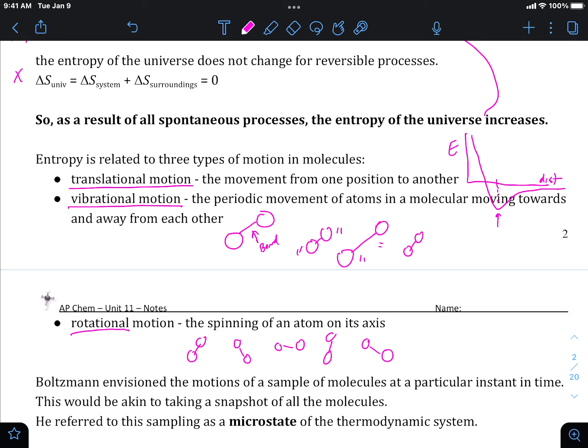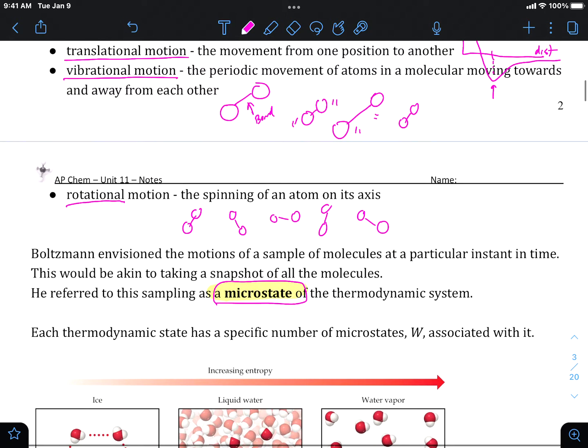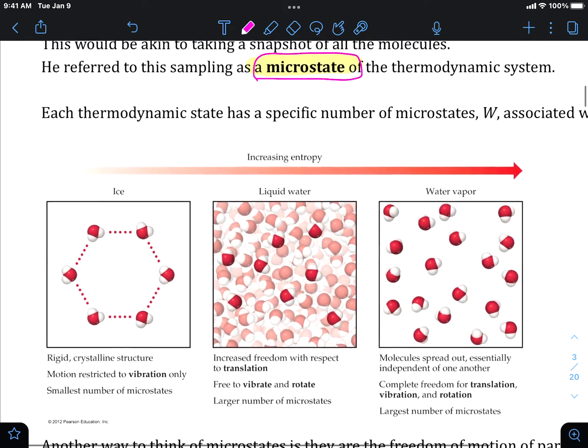So Boltzmann, who studied a lot about particulate energies, positions, and entropy, said that molecules of a sample, if you were to take a snapshot of them, that would be like taking a sample of their disorder at any moment in time. He called that a microstate. And so in thermodynamics, each state has a specific number of microstates. So let's examine the 3 states of matter.